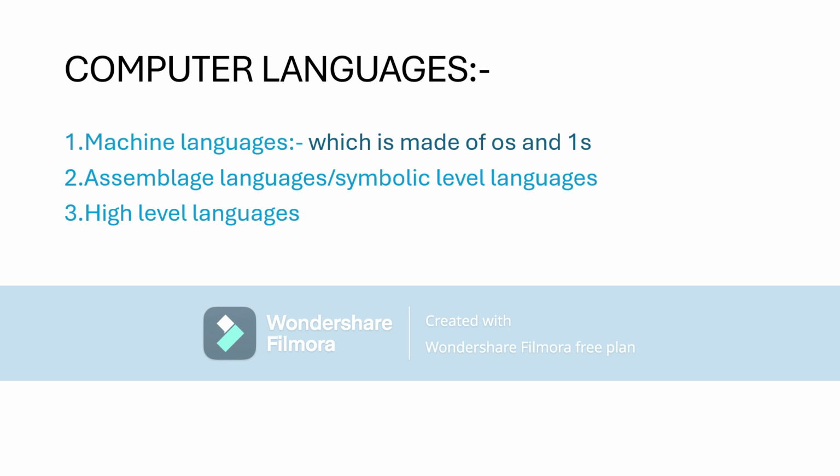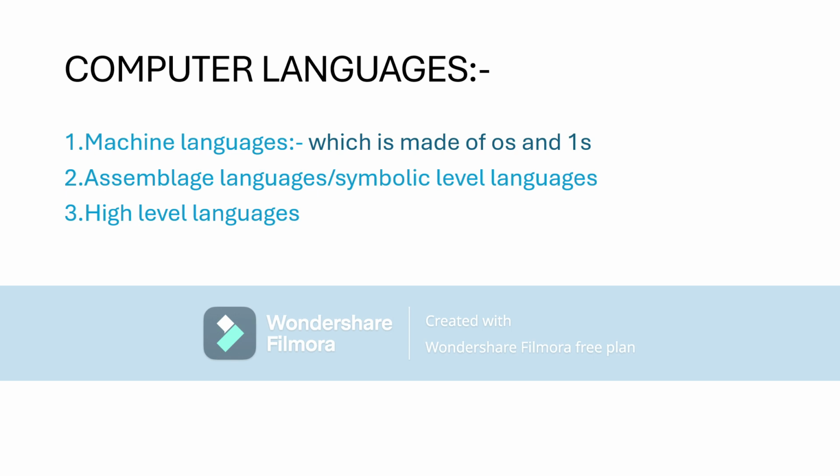Machine level languages. Machine level language is the very lowest level of language, lower than assembly or high level languages. It consists only of zeros and ones, which are called binary digits. It is not made up of English. The computer can't understand English level languages like if, else, return. It only understands zeros and ones.